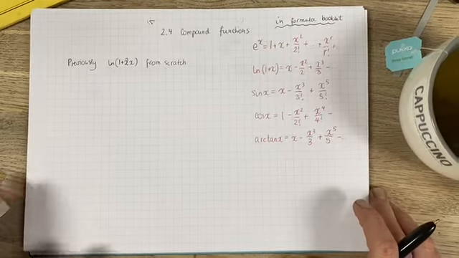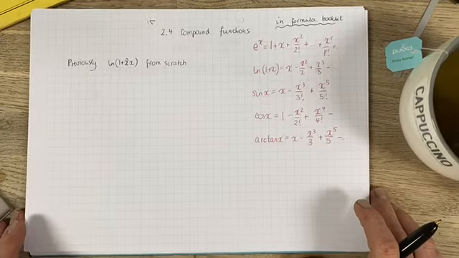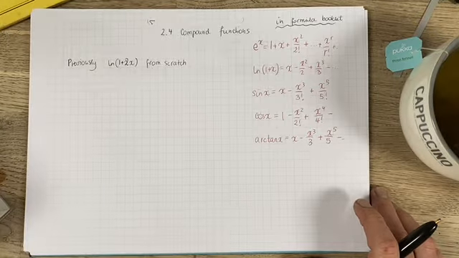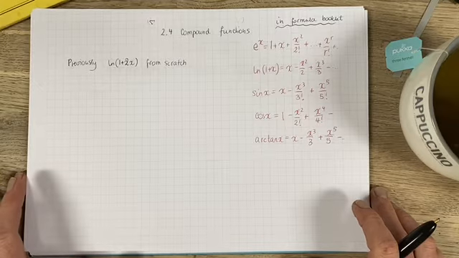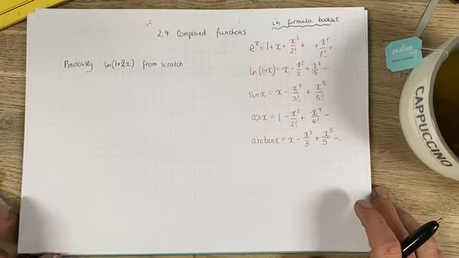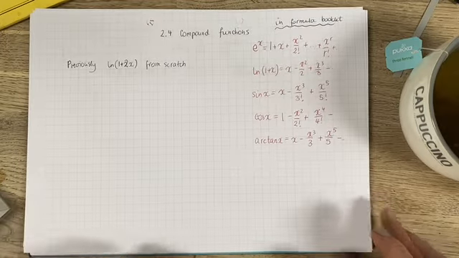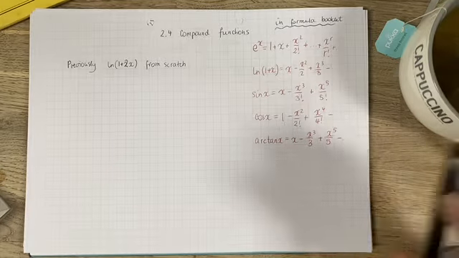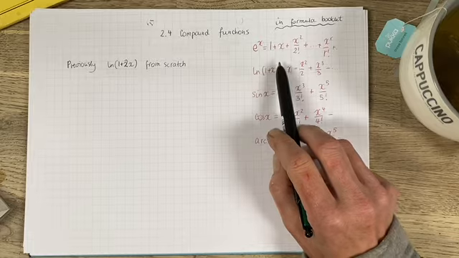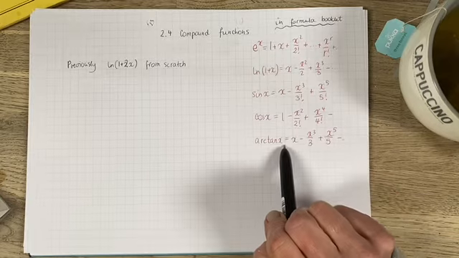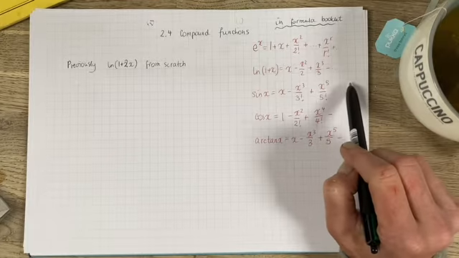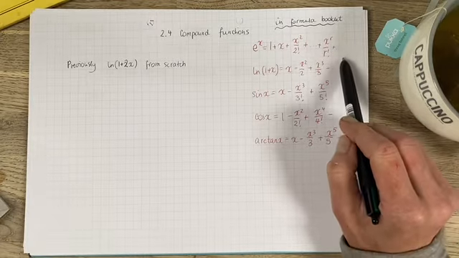Okay, time for the last section of chapter 2, section 2.4, compound functions. We're going to look for the series expansions of compound functions using the formulae that are quoted in the formula booklet. So you've got these over here that are quoted. There's also the conditions for which these expansions are valid.